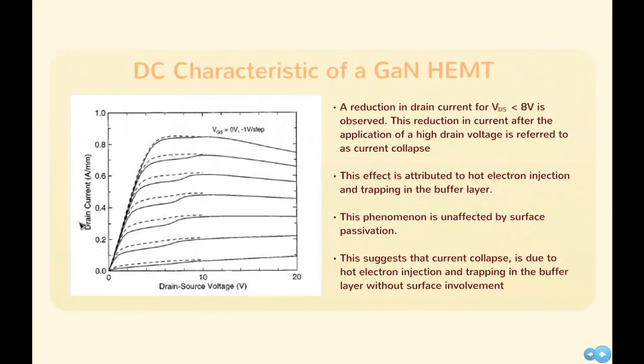Now, we'll talk about a phenomenon called current collapse, which is attributed to this type of traps. So you can see that there is a drain current reduction for VDS lower than 8 volts. And this reduction in current is observed when a high drain voltage is applied, and then the drain voltage is taken back down to under 8 volts. So this type of effect is attributed to hot electron injection and trapping in the buffer layer, and is unaffected by surface passivation. Current collapse, which is what we refer to this effect as, is usually due to this type of traps, and the surface is not really involved.